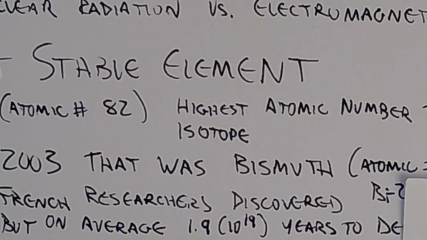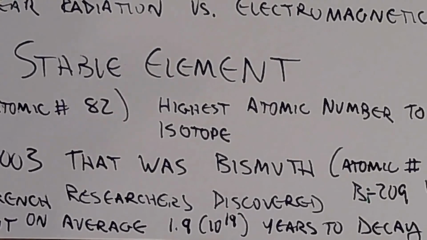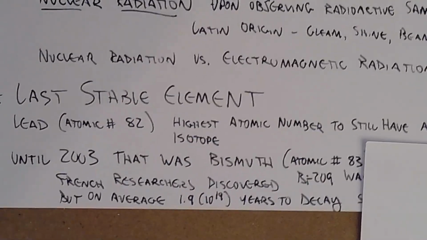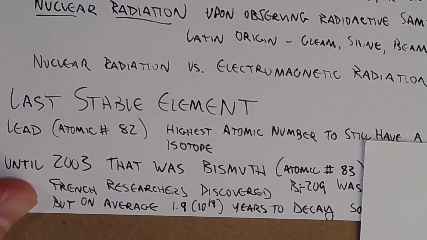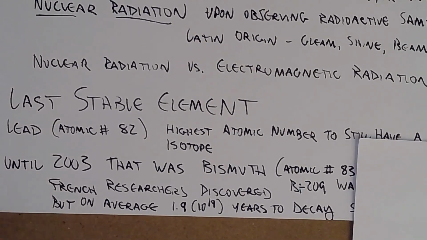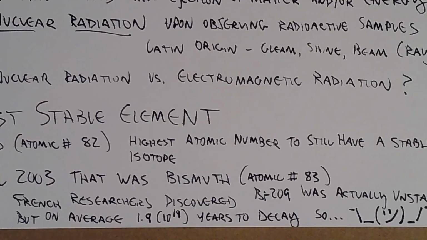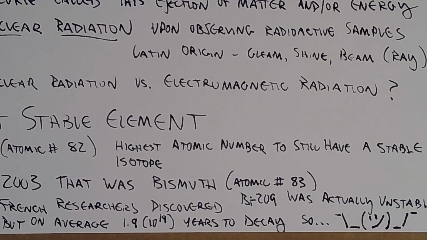But bismuth is no longer the champion. So the idea is that when we are talking about the last stable element, it is indeed lead, not bismuth. So there we go. Shrug emoji. Sorry, bismuth. You had a good run, but now it's lead's turn.